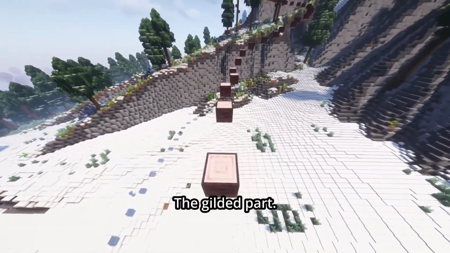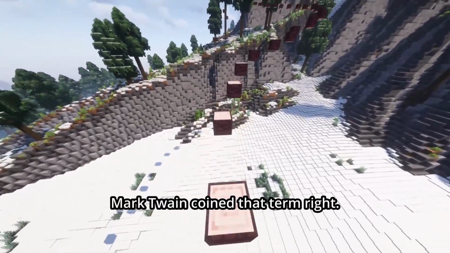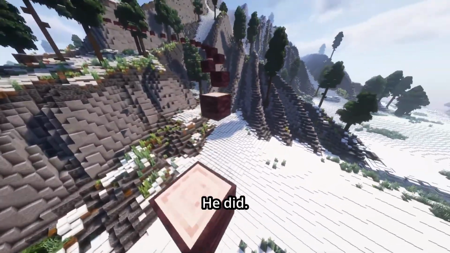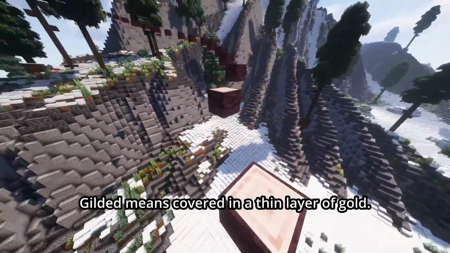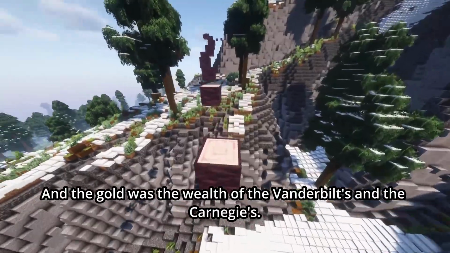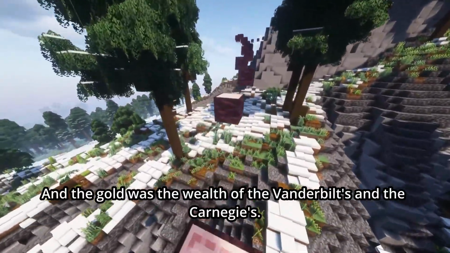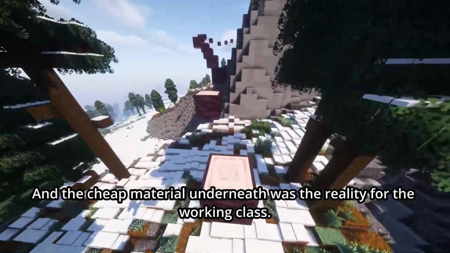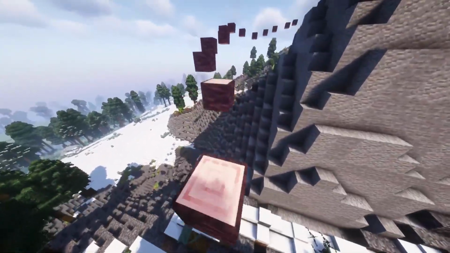Which leads us to the other side of the coin, the gilded part. Mark Twain coined that term, right? He did. Gilded means covered in a thin layer of gold, but underneath, it's cheap material. And the gold was the wealth of the Vanderbilts and the Carnegies. And the cheap material underneath was the reality for the working class.